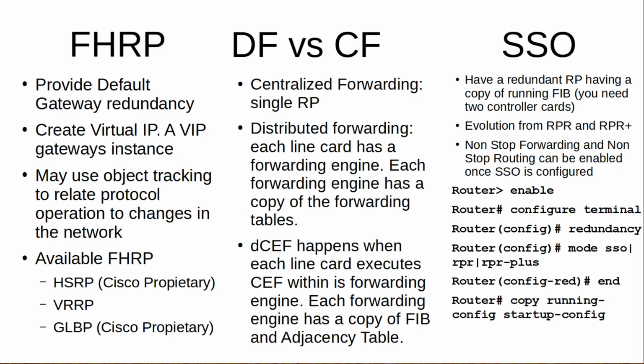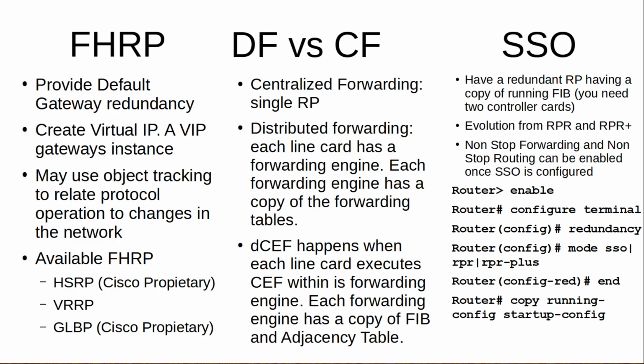These protocols may also use object tracking. With object tracking, your protocols become aware of changes in the network. For instance, you have a device that has a WAN link and this WAN link fails, you might want to move the responsibility to another device that has a working WAN link.